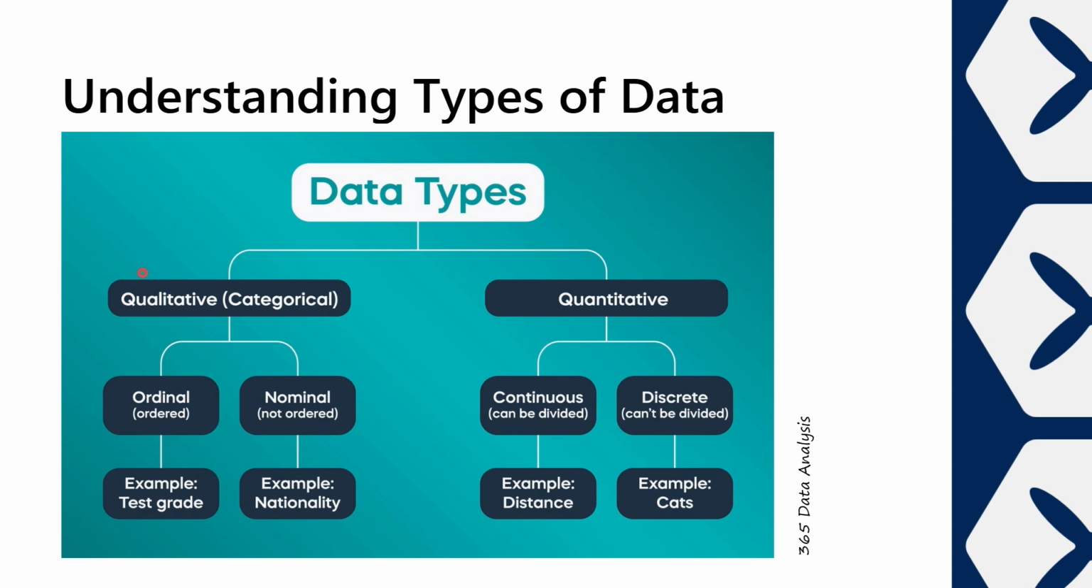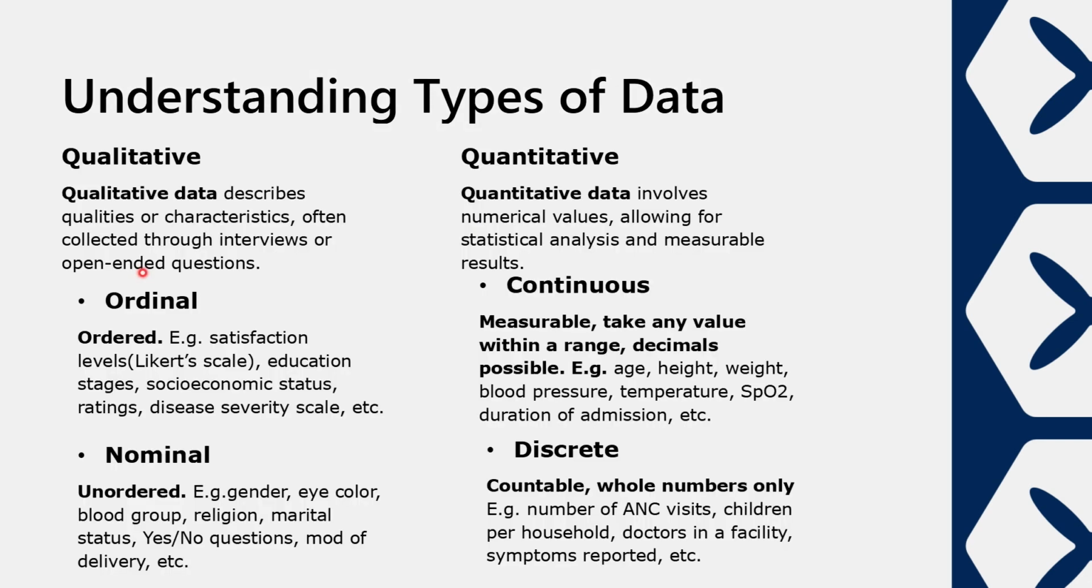So I have described this. Qualitative data describes qualities or characteristics collected through interviews or open-ended questions. So ordinal data, a lot of us have seen, we have filled questionnaires and we see Likert scales. Those are the things where you see, what's your take on this, and you answer strongly disagree, disagree, agree, strongly agree, and that's a Likert scale. So that is ordinal. You can say that strongly disagree is higher than disagree, is higher than neutral, is higher than agree. It follows an order.